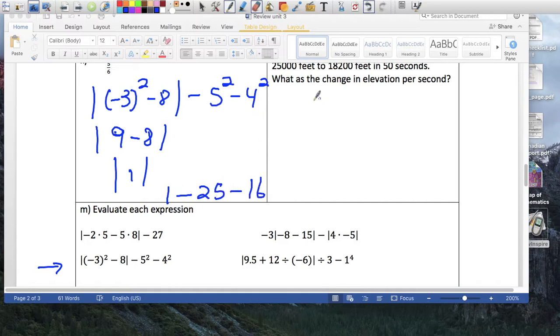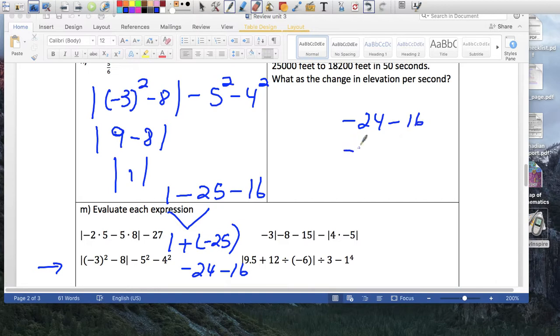So now this is what I have. Let's do these two first. 1 and 25. 1 plus negative 25, which is going to give me negative 24, because there are more negatives. How many more? 24 more. And I take the sign of the number with the bigger absolute value. And then I'm going to do minus 16. So negative 24 minus 16 is the same thing as negative 24 plus negative 16.